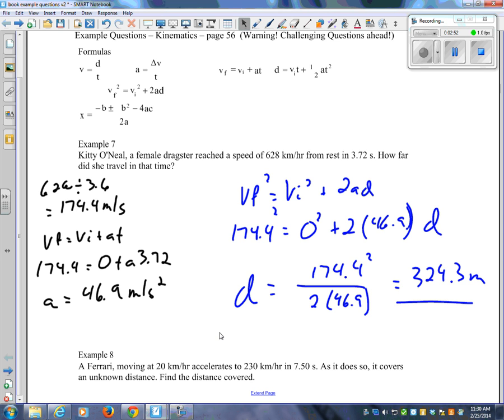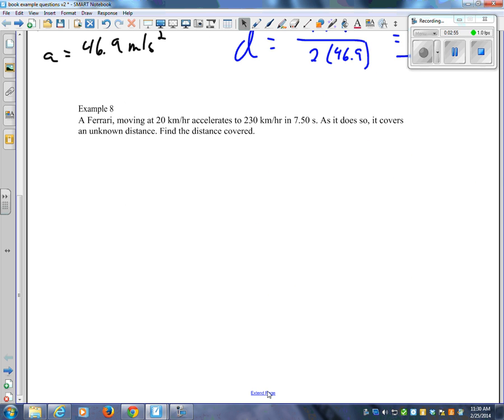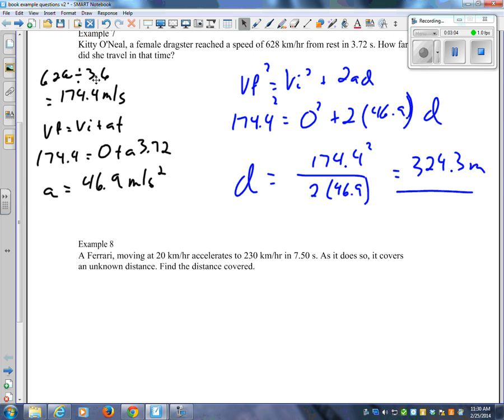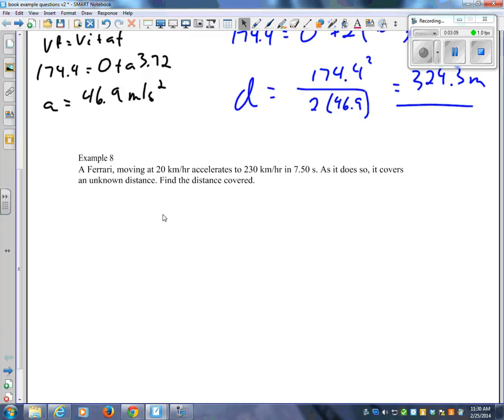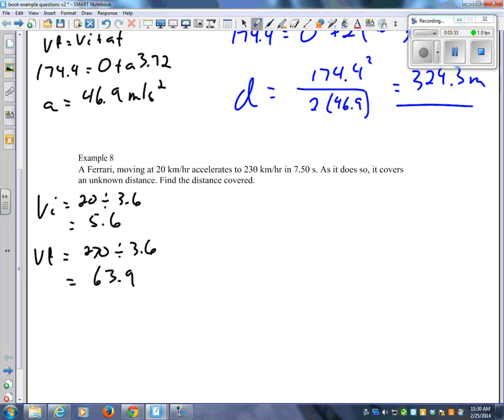Moving on to example 8. Now, example 8 is really no different. It's exactly the same, just different numbers. The only thing different is that here the initial velocity was 0. Here the initial velocity was 20. So it's really exactly the same, right? So I would suggest VI is equal to 20 divided by 3.6, or 5.6. VF is equal to 230 divided by 3.6, or 63.9. Same ideas, right?